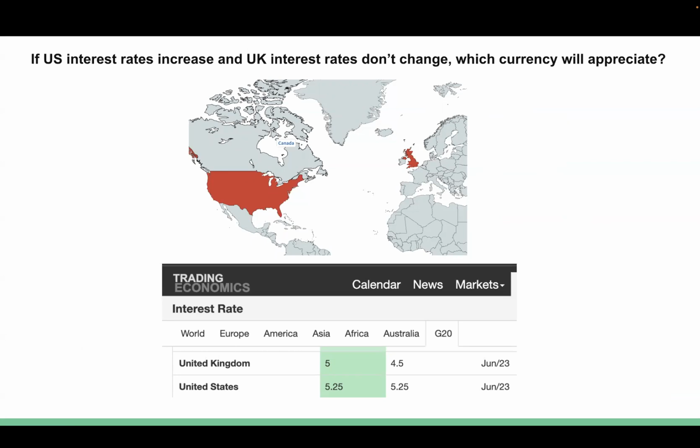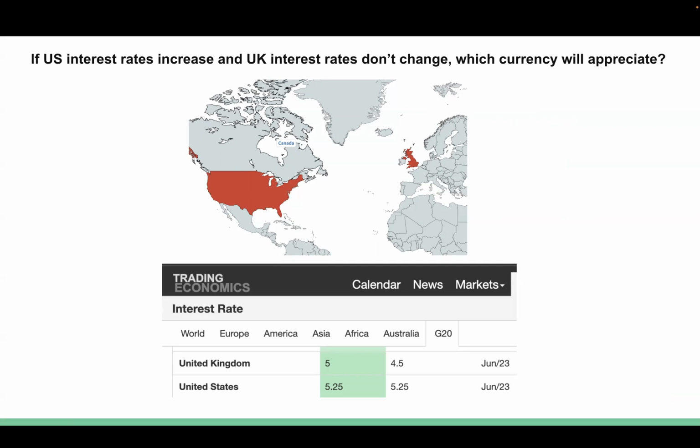The United Kingdom interest rate's 5. Out of those two countries, if the US interest rate increases, which currency will appreciate? How can you figure that out? Is it going to be that the dollar appreciates, or is it going to be that the British pound appreciates?